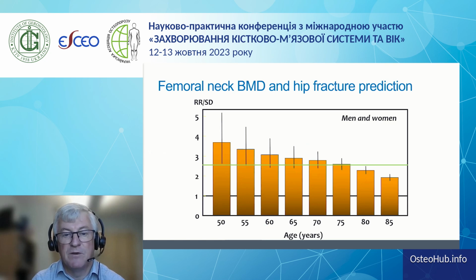That's represented by the green line on the graph here, but you can see that that relationship is not constant across age. The gradient of risk is higher at younger ages and lower at older ages, so that we can combine age with femoral neck BMD to enhance fracture risk prediction in individuals.